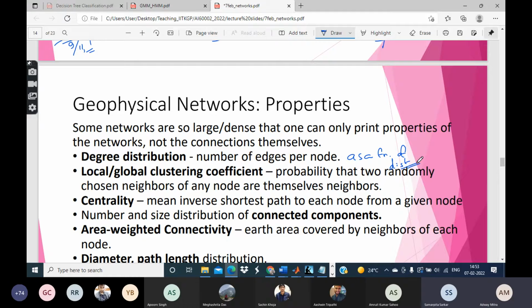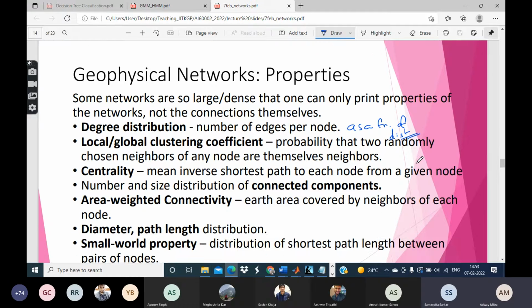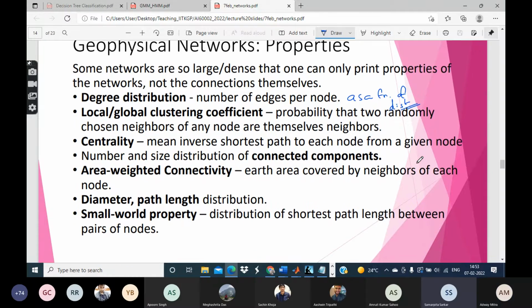Okay, then another thing which people do is they consider the clustering coefficients. Basically, these are attempts at understanding the community structure of the network. So here we are trying to understand, you consider any node in the network, and it will have its own set of neighbors.